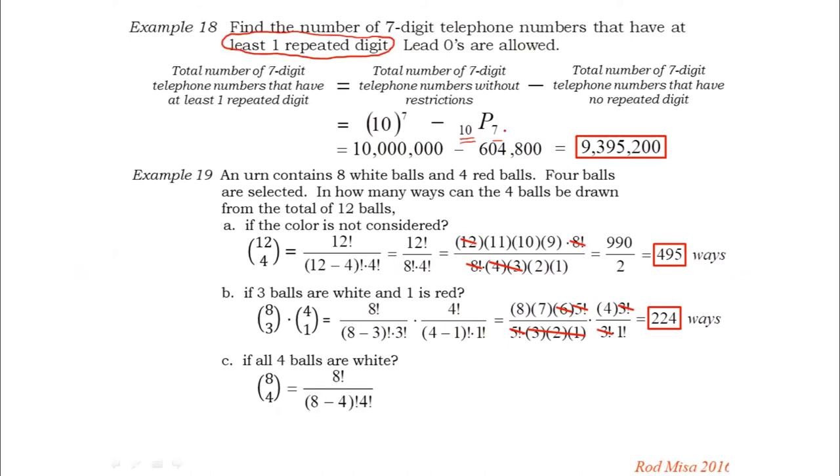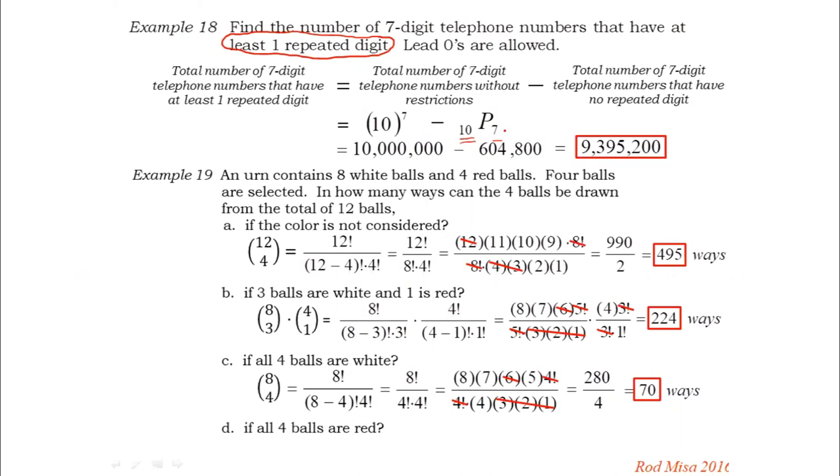And solving its combination formula, we have this 8 factorial divided by 8 minus 4 factorial times 4 factorial. And canceling this 4 factorial with the 4 factorial in the denominator, we can also cancel 6 with the product of 6 in the denominator. So therefore, we are left with this quotient of 280 divided by 4. So dividing these two numbers, we have 70 ways. Therefore, we say that there are 70 ways we can choose the 4 white balls from this 12 balls.